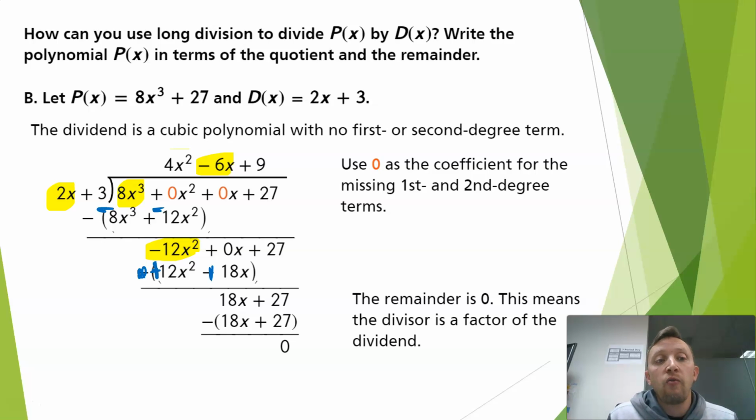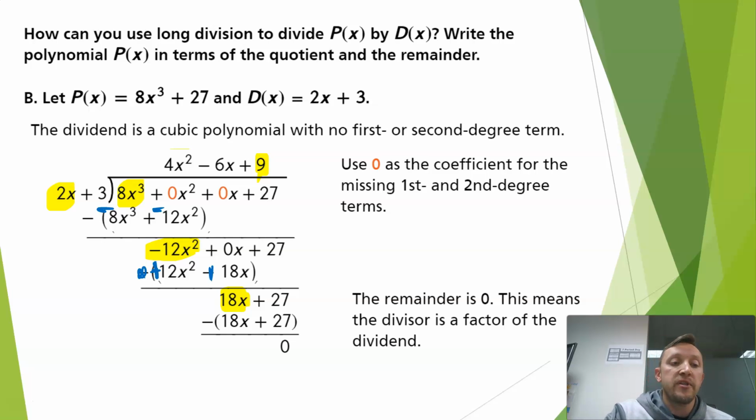So now we got to figure out, well, what would we multiply 2x by? Let me get my highlighter. We want to figure out what would we multiply 2x by to get 18x? Well, that would be 9. Okay, so we put a 9 there. So now we multiply everything by 9. So 9 times 2x would be 18x. 9 times 3 would be 27.